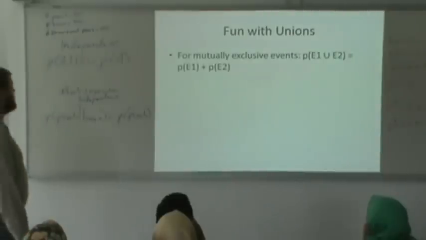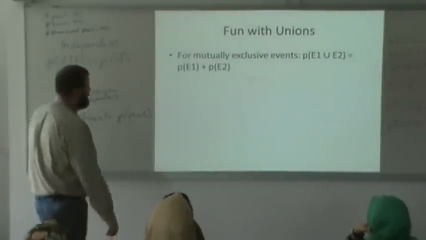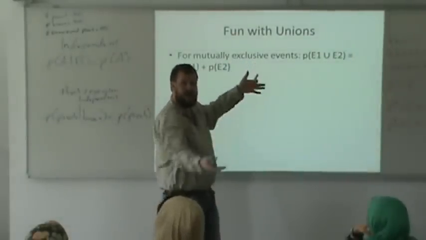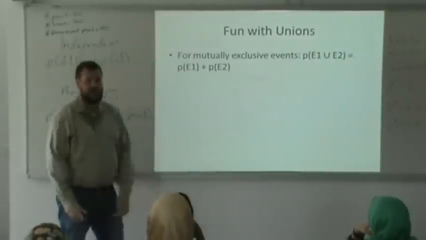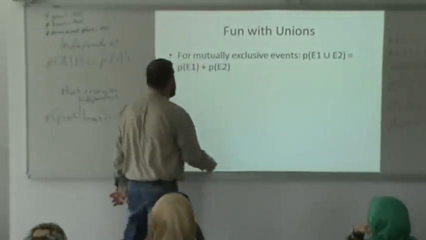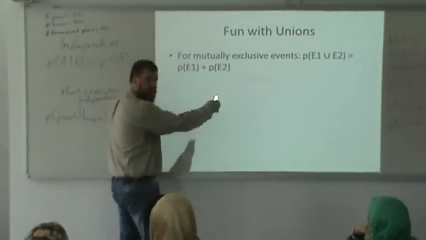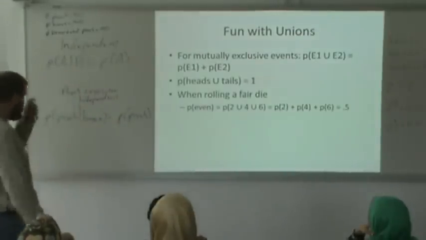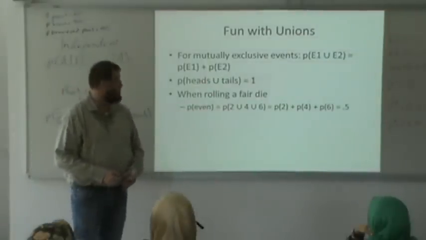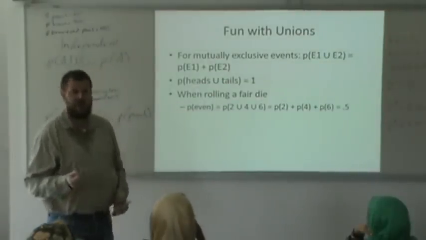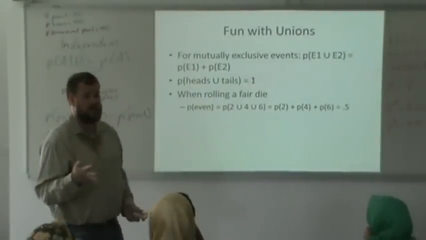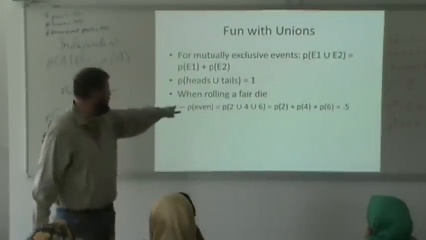So let's talk about some fun with unions. For mutually exclusive events, the probability of event 1 or event 2 is just the sum of both of those probabilities, right? So for our heads and tails, probability of heads or a tails was just probability of heads, 0.5, plus probability of tails, 0.5, 1. When rolling a fair die, what's the probability of observing an even number? So an even number is a number like 2, 4, 6, 8, 10, right? There are 3 even numbers on a die, 2, 4, and 6, right? What's the probability of observing a 2?